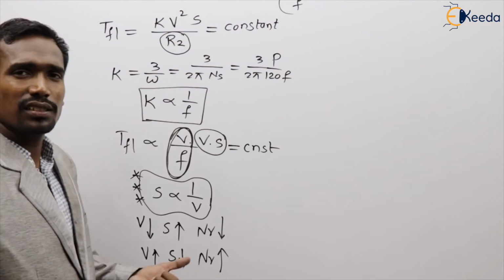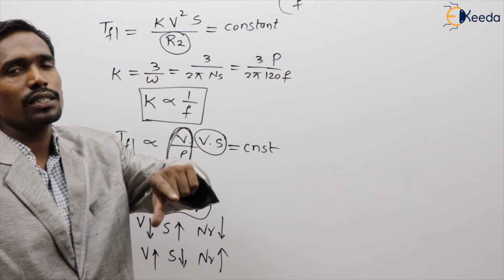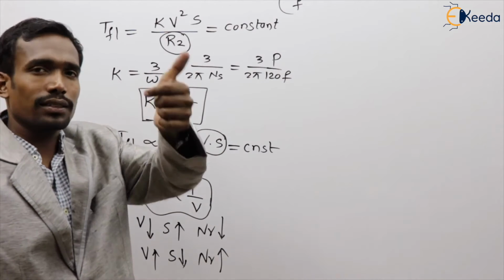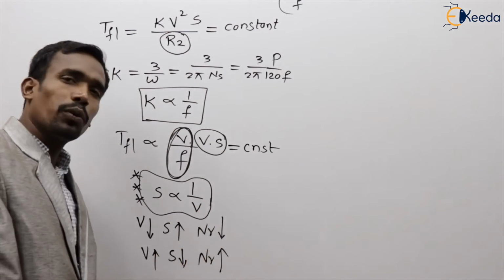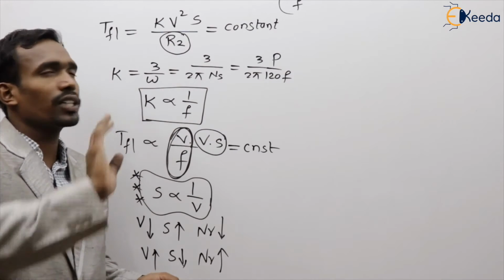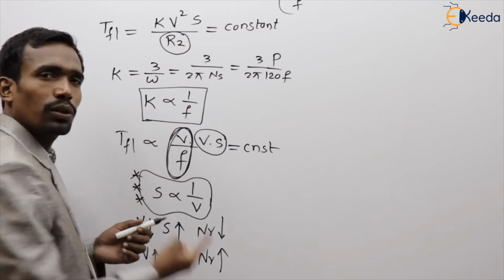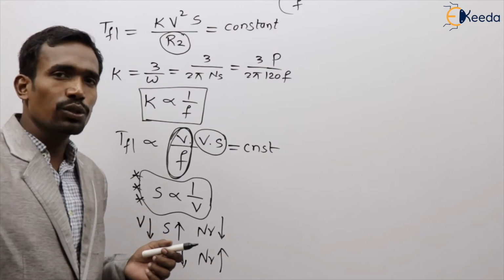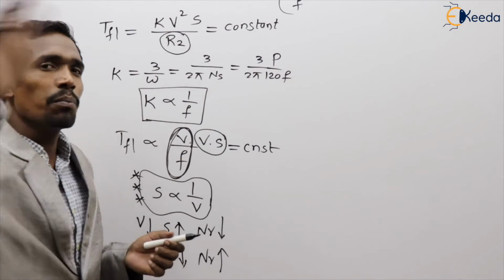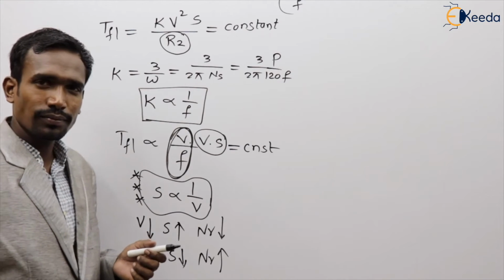In this case, we can reduce the voltage as well as increase the voltage. Both are possible because we are already maintaining the V by F ratio constant. That's why both are possible. Voltage reduces as well as increases. Both are possible in this machine.